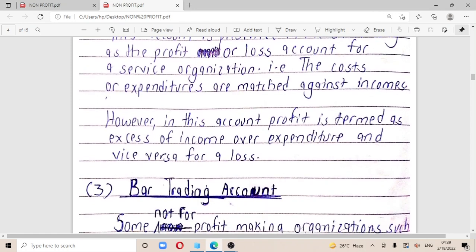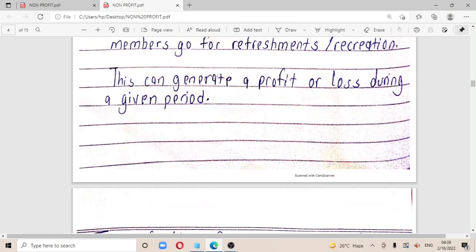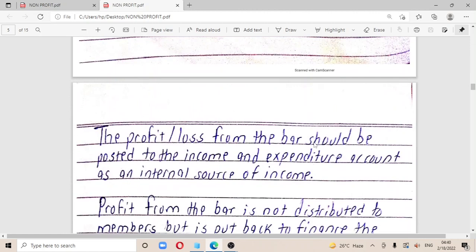Then we get to look at another account which is recorded by not-for-profit making organizations, which is the bar trading account. So how does this bar trading account come about? Some not-for-profit making organizations, such as the clubs, the schools, operate bars where members go for refreshments or recreation. So this can generate a profit or loss during a given period of time. So this profit or loss from this bar should be posted to the income and expenditure account as an internal source of income.